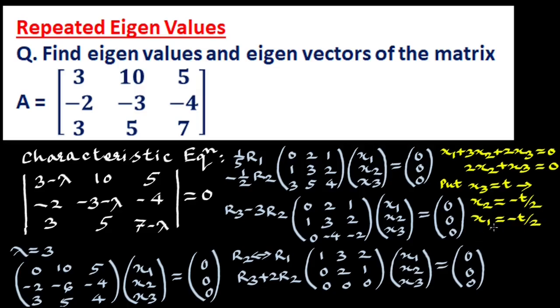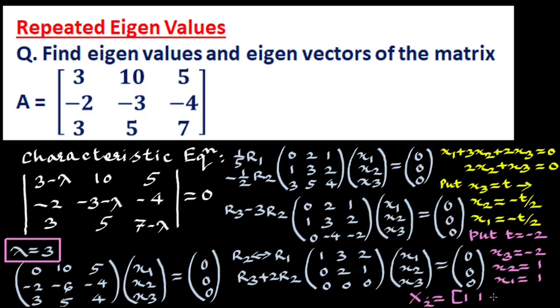And if we put t equals minus 2 conveniently, then we will get x3 equals minus 2, x2 equals 1 and x1 equals 1 again. And the eigenvector corresponding to eigenvalue 3 is x2 equals (1, 1, minus 2), and for the repeated eigenvalue 2, we have already found the corresponding eigenvector x1 as (5, 2, minus 5).